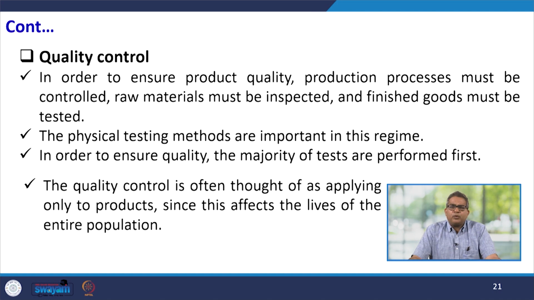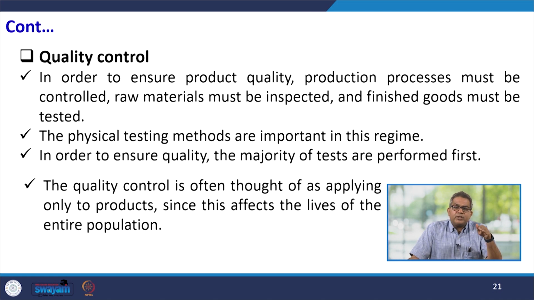Let's talk about quality control. In order to ensure the product quality, production processes must be controlled, raw material must be inspected, and finished goods must be tested. These three are main parameters for good quality control. The physical testing methods are important in this particular design. In order to ensure the quality, the majority of tests are performed first.